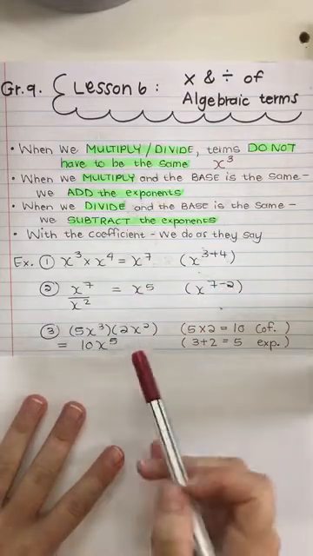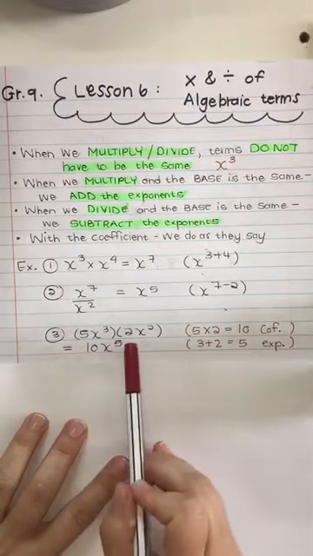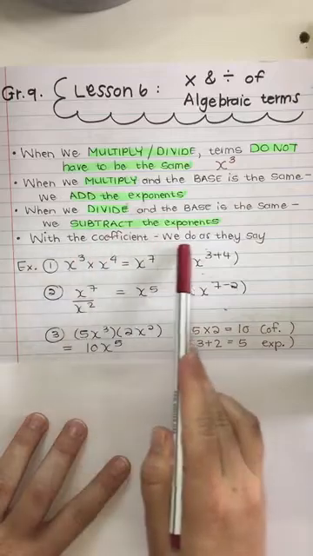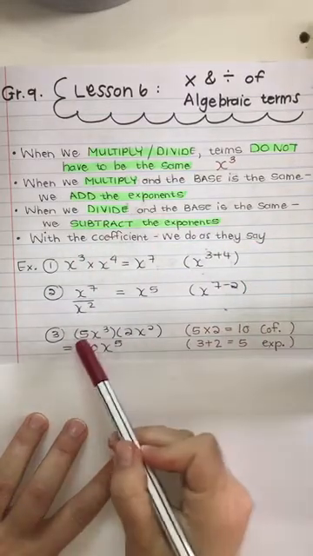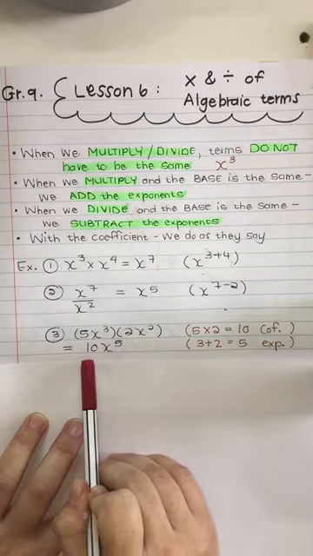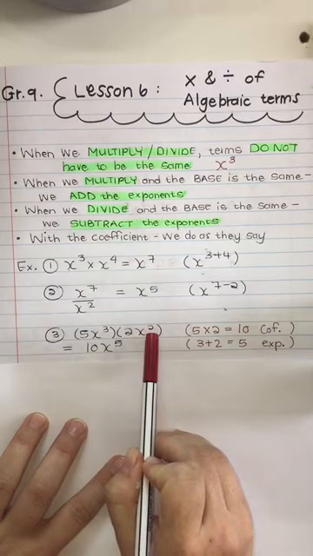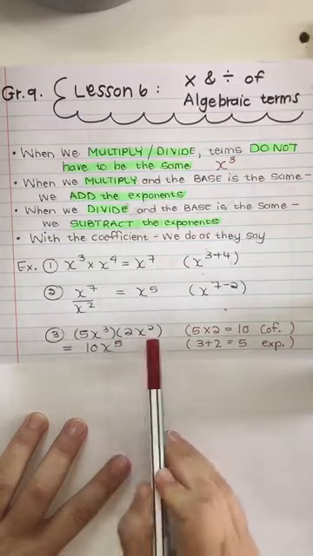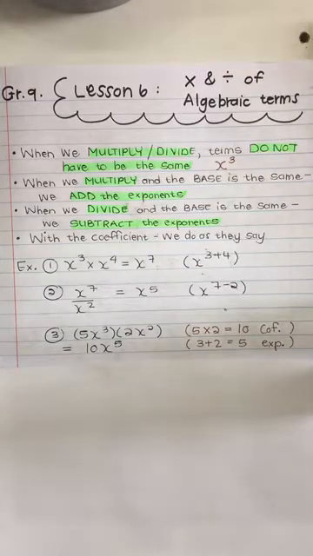Okay, here we work with the coefficients 5 and 2. Our rule says we have to do as they say, and they say we have to multiply them. So 5 times 2 is 10. Then our rule says we have to add the exponents if we multiply the terms, and 3 plus 2 is 5. Here you can see what I did there.